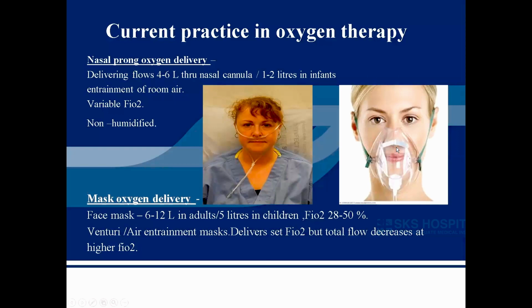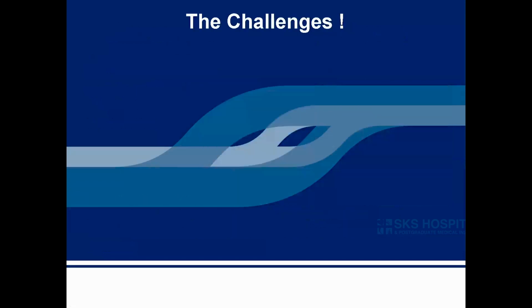Then we have the mask, where you can go up to 5 liters, and the FiO2 will be 28 to 50%. And one thing you have to always remember is you will have to use minimum 5 liters just to fill the dead space. Otherwise, the chances of carbon dioxide rebreathing will be more. Whatever oxygen is coming through the tube will be pushing out the exhaled carbon dioxide through the vent. So if there is no adequate flow through the oxygen tubings, definitely there can be carbon dioxide rebreathing. That is why whenever we put a normal mask, we give almost 5 liters per minute of oxygen.